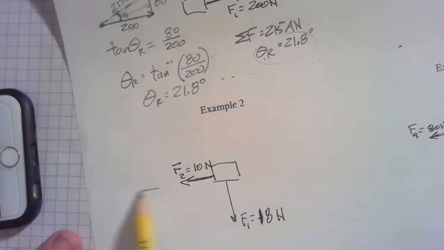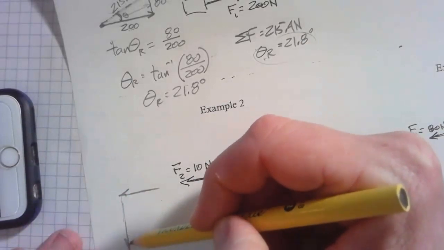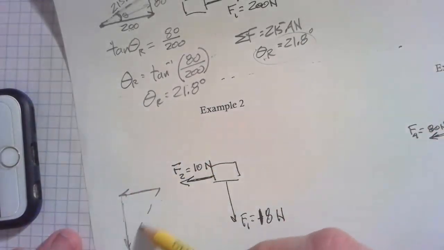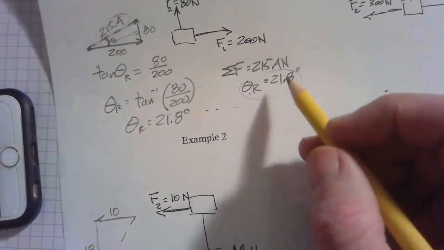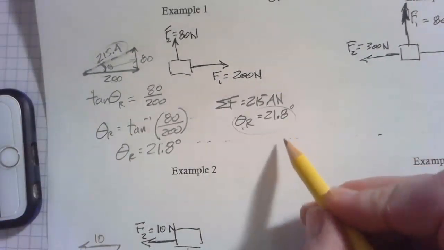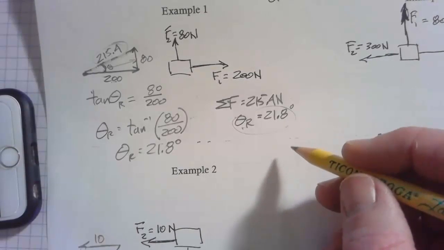So let's try this one. I'm going to go over 10 and then down 18. And this is what I want. So over 10, down 18. Actually, this one, if you wanted, you could give a reference angle too, and you could give, how do we put this? All right, how about this?